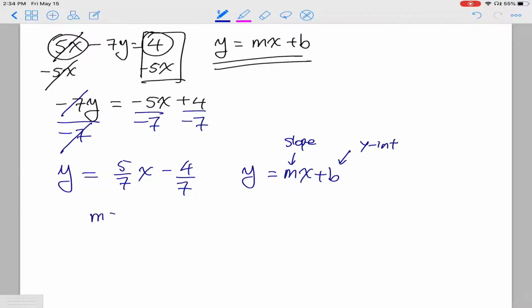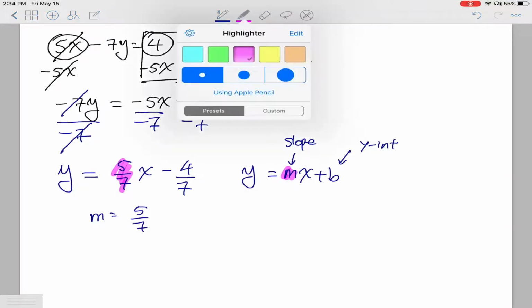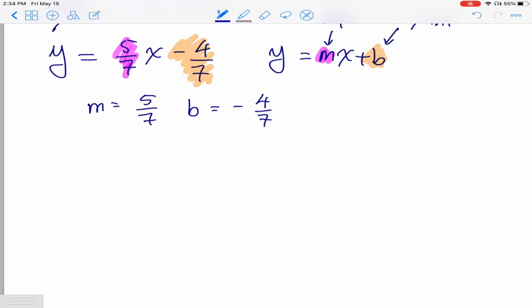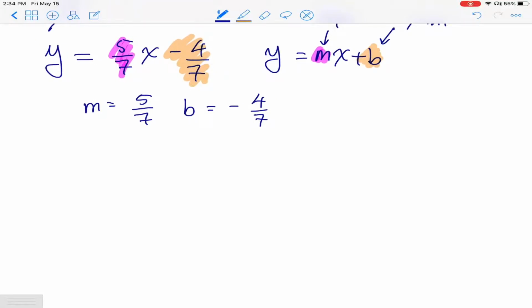Therefore, your slope, the m, is just 5 over 7, since that's the number in front of the x, like the m. Whereas the negative 4 over 7 is your y-intercept, since that's whatever is left over on the same side as the x. So b is negative 4 over 7. So that's how you find the slope from the non-y equals mx plus b form. You have to convert it to y equals mx plus b. So the slope is 5 over 7, and the y-intercept is negative 4 over 7.